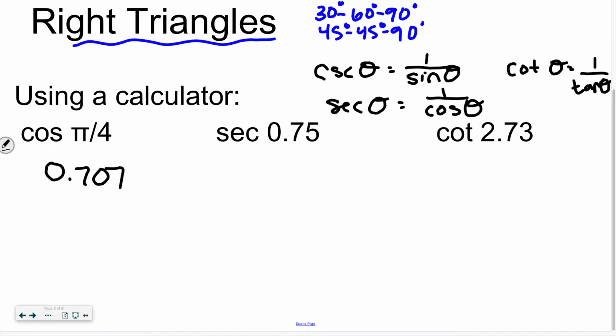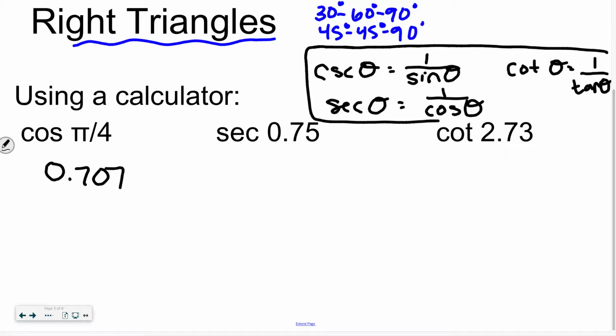So if we were doing secant of 0.75, I would do 1 over cosine 0.75 in my calculator. Okay, so good thing to note: those inverses that David gave us, that name inverse is not the same thing as a reciprocal.